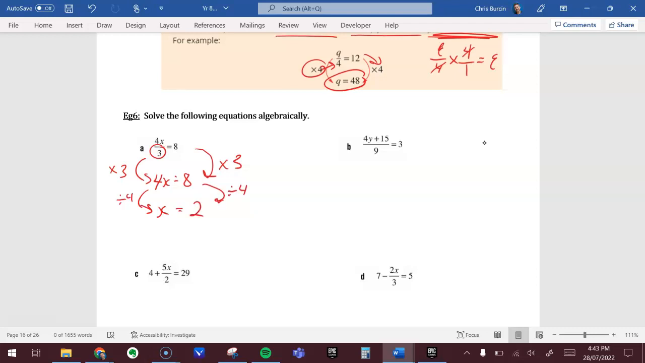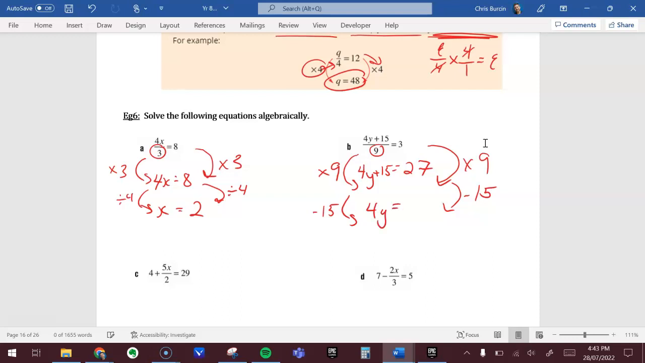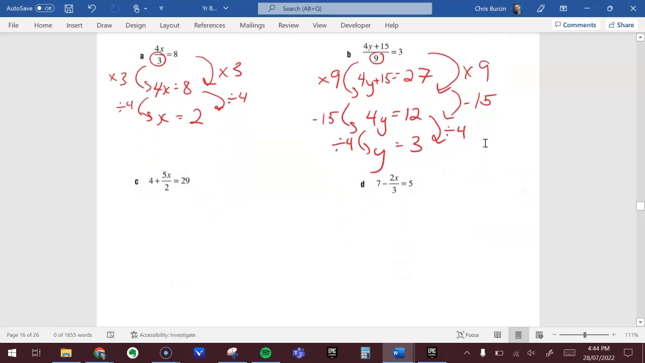So over here at b, we do the same thing. We're going to multiply by the denominator of 9 on both sides, and that will leave us with 4y plus 15 equals 3 times 9 is 27. And then let's subtract 15 from both sides. This is getting very sloppy, Mr. Benson. And that leaves us with 4y equals 12. And then to get to y itself, we'll divide by 4 on both sides, and that gives us y equals 3.